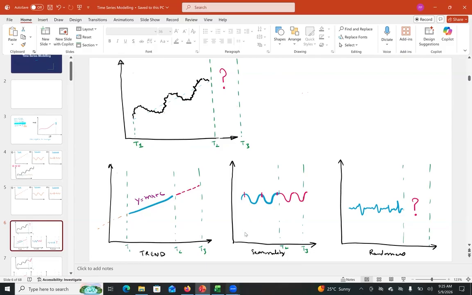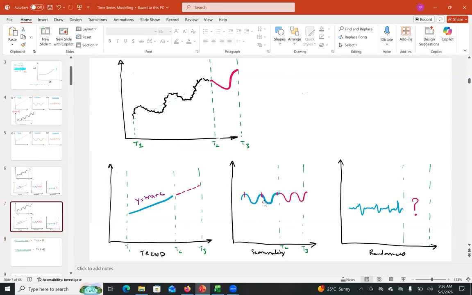So now what I will do, I have this blue trend. I extended it from time period 2 to time period 3. I had this seasonality pattern. I extended it from time period 2 to time period 3. And I had this randomness component, but obviously I cannot predict it for the future. But now what I will do is combine these two components together, the trend component and the seasonality component, to make my prediction.